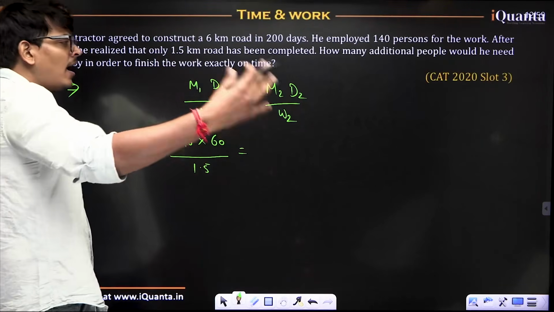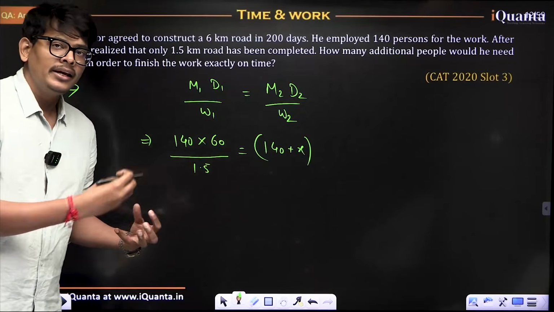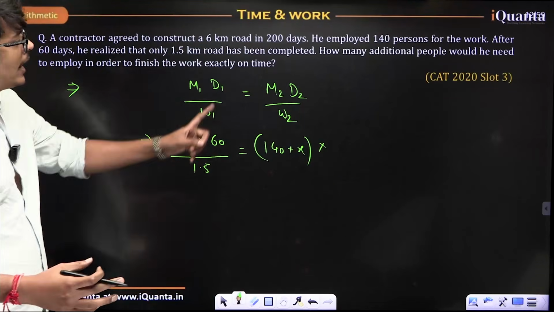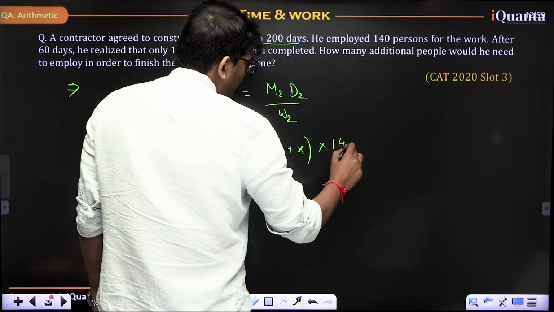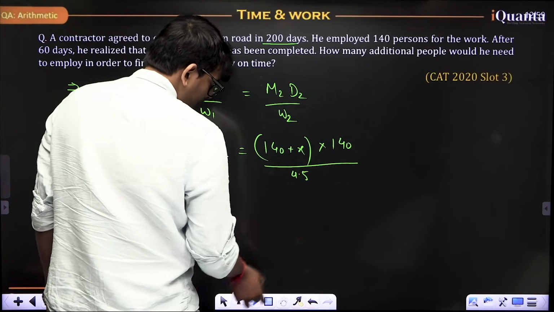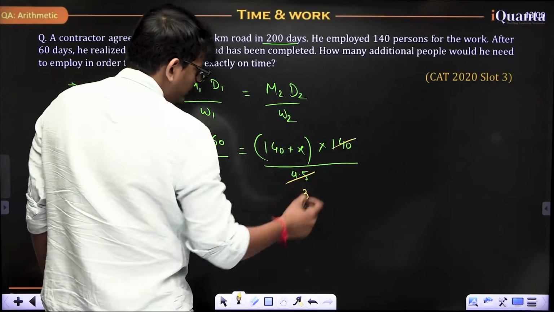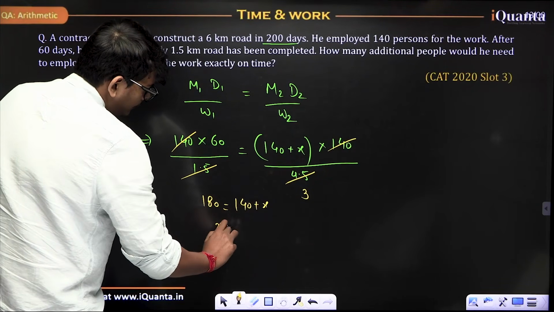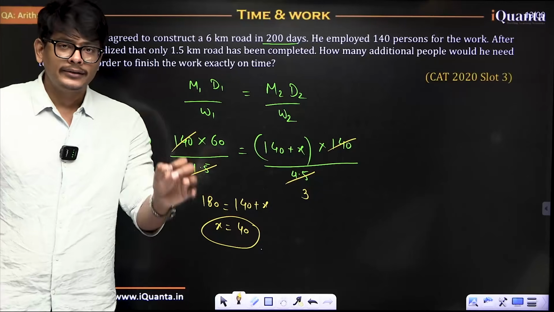Now he has hired some additional persons. So suppose 140 plus X. The X is the additional person he has hired. And these people will work for remaining days because they have to complete this work in 200 days. 60 days already used. So 140 days are available. And they have to complete remaining work, which is 4.5. So this got cancelled out 3 times. This cancels out. So 180 is equal to 140 plus X. X is equal to 40. So 40 additional men is required to finish this work exactly on time.